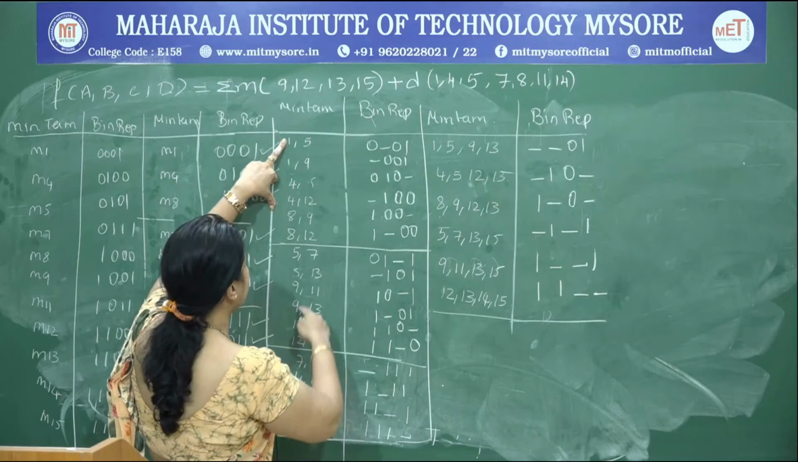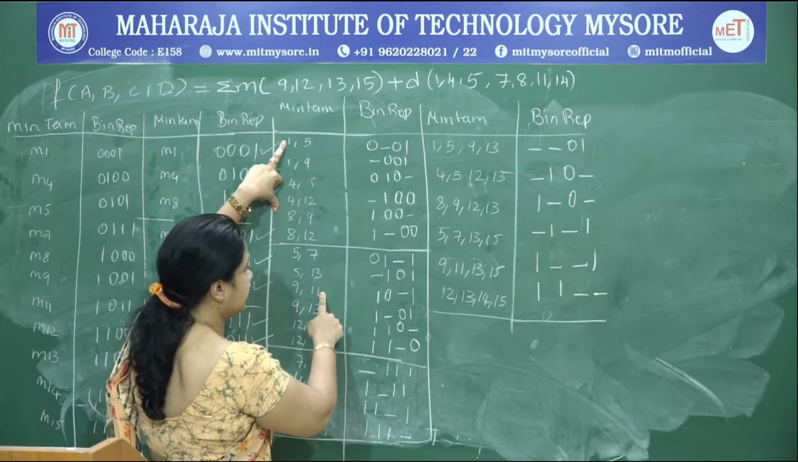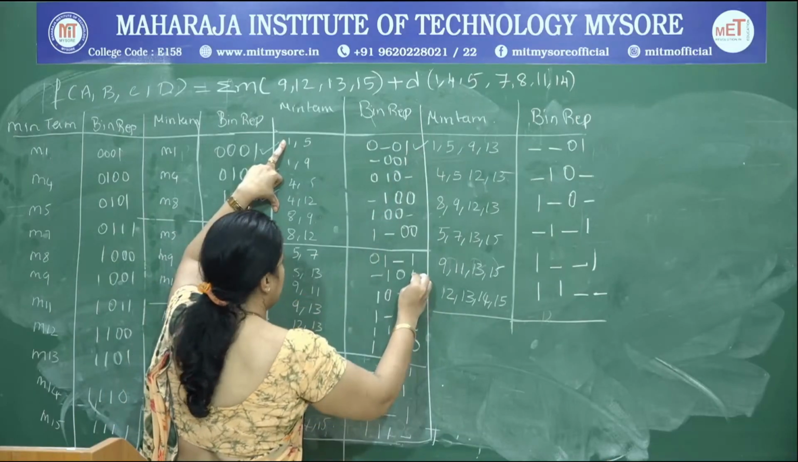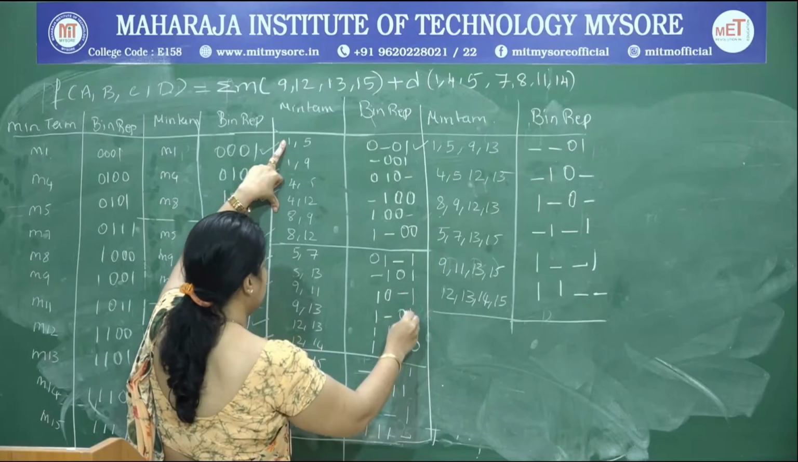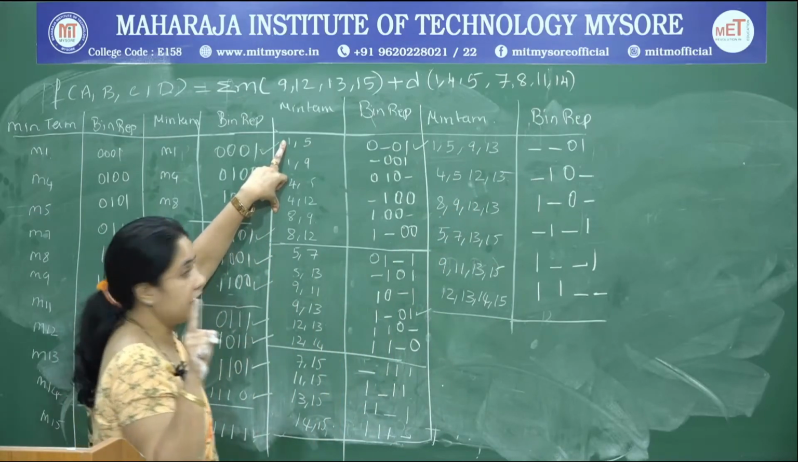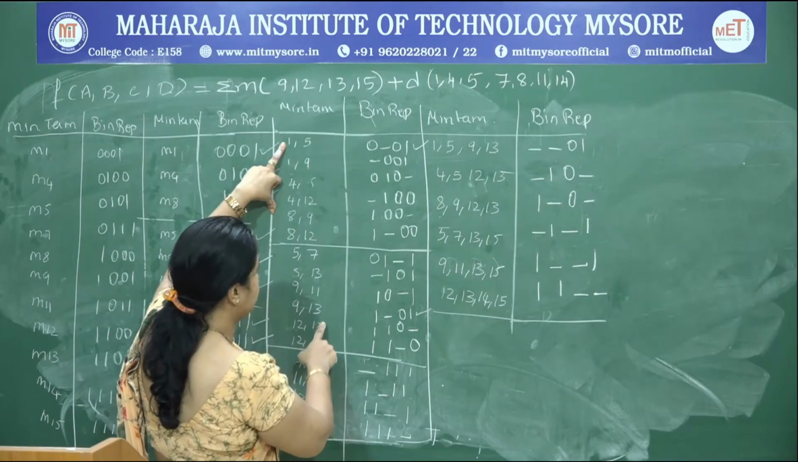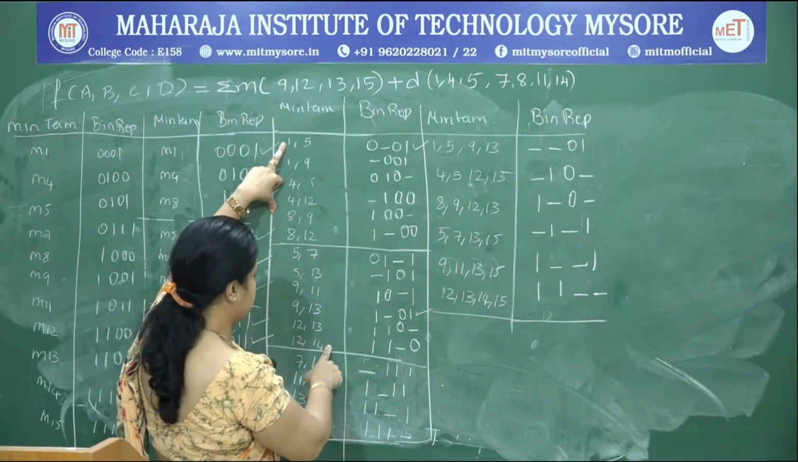So we compare 1 5 with 5 7, no. 1 5 with 5 13, no. But 1 5 with 9 13, yes, it varies. While copying it, you just put a check mark, replacing the bit position which varies by a dash. And next we have 1 5 with 12 13, no. 1 5 with 12 14, no.